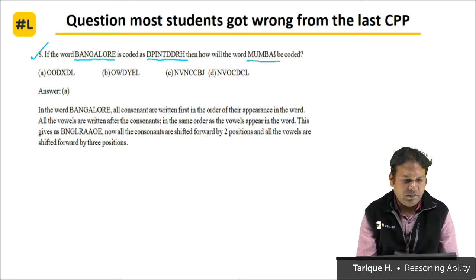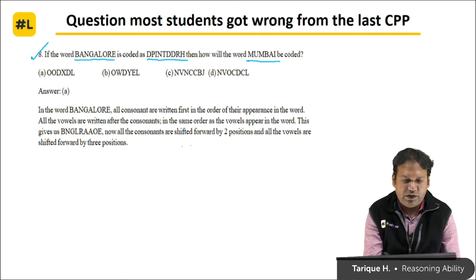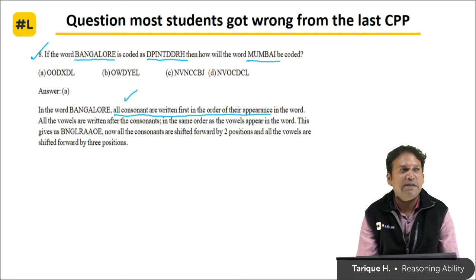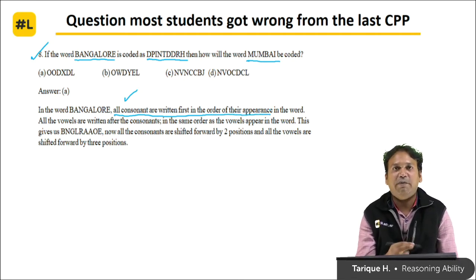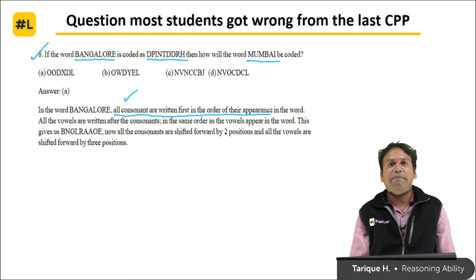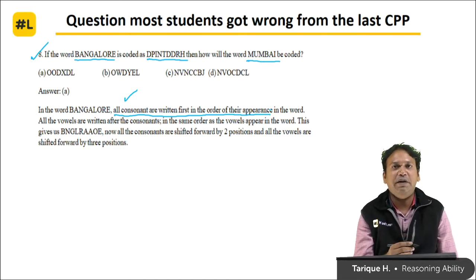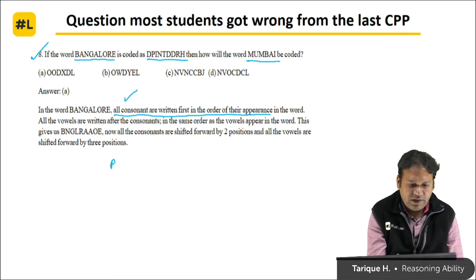It is a very interesting question. What is happening here? If you read the content also, all consonants are written first, in the order of their appearance in the word. So it is a new type of question. I created this question based on consonants and vowels to create complexity, so that we can look at the new ways in which questions can come in your exam. You hardly see this question anywhere. It is completely new, getting ready for the future difficulty level. So here we have the word Bangalore.